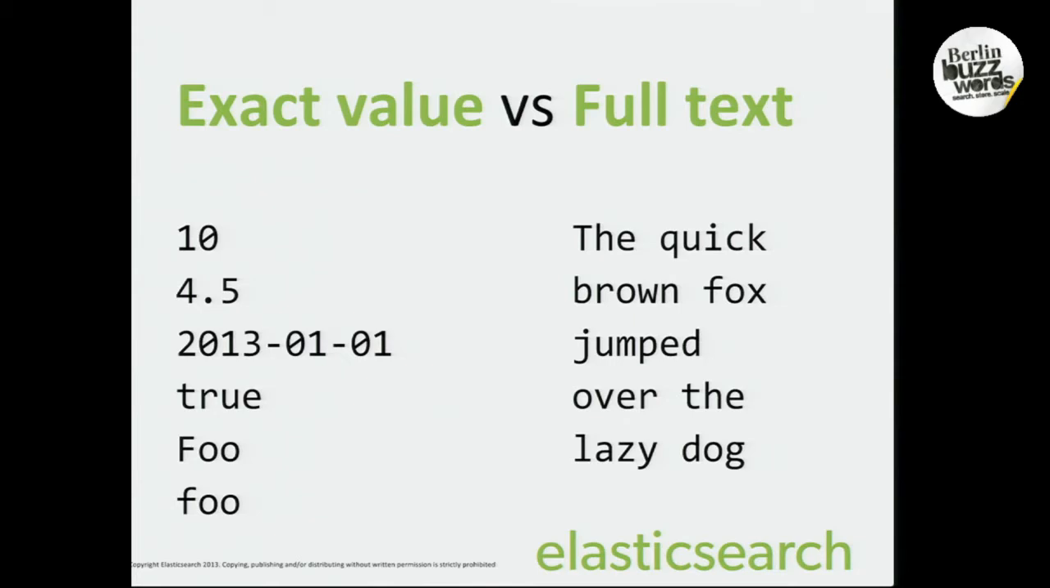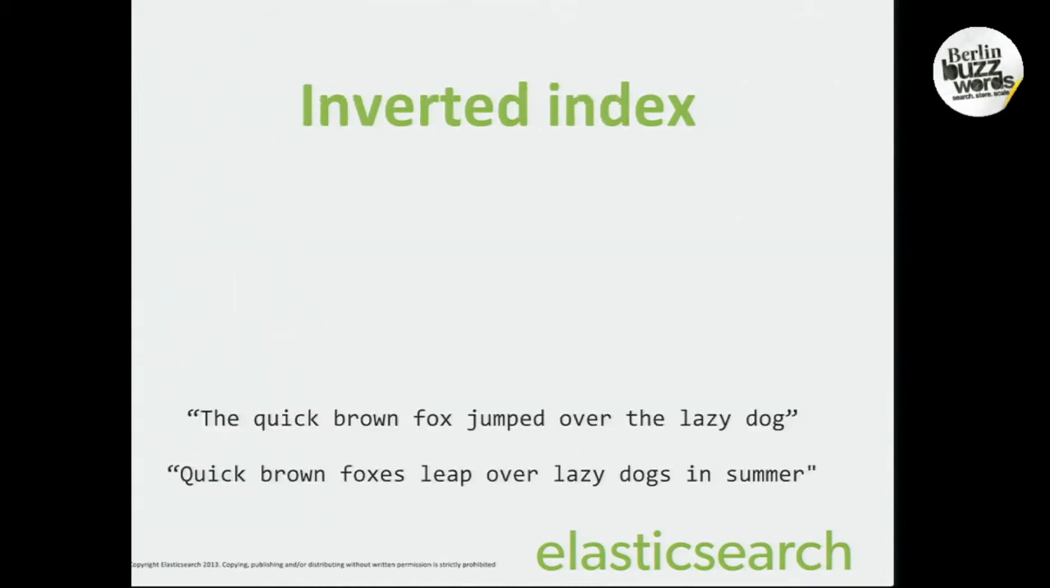This is not handled easily by traditional databases. This is the territory of search engines. We build a structure called an inverted index. And the inverted index is the thing that makes full-text search fast.